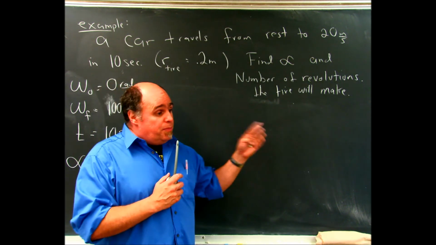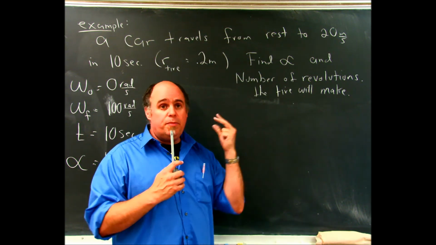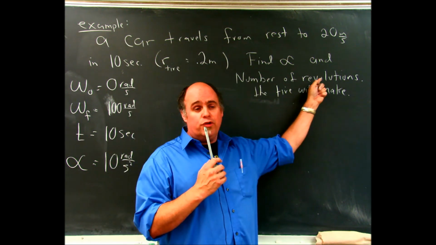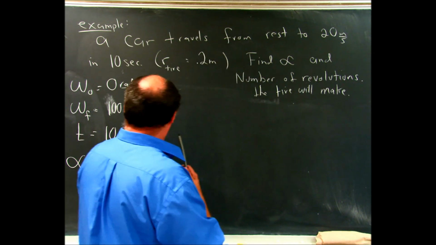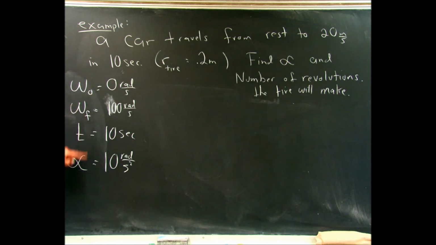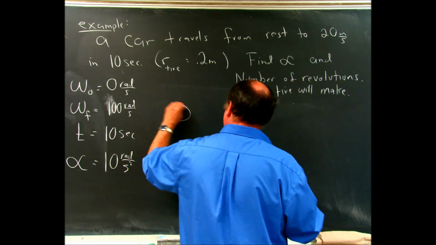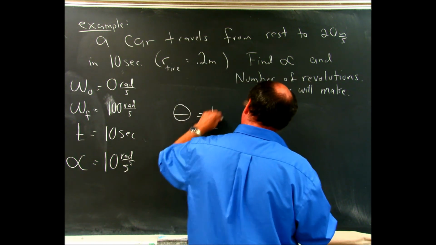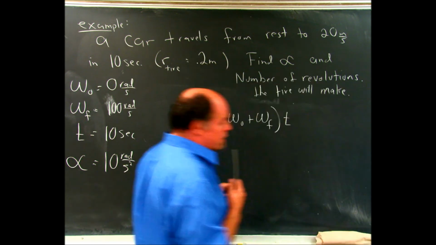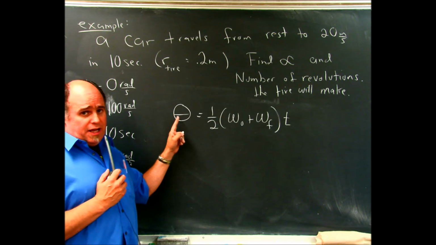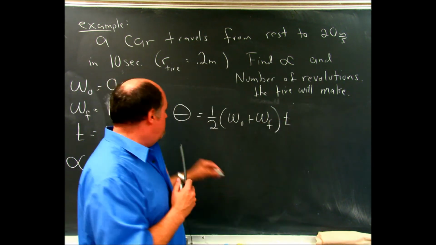So what's happening now for part B is they want you to find the number of revolutions the tire will make in that 10 seconds. They're being tricky because they're not asking us to find the angular displacement. They're asking us to find an angle in specific units of revolutions. So what I'll do is I have these four things. I can use any formula at all that I want. I'll use this formula. My angular displacement is equal to 1/2 my initial angular velocity plus my final angular velocity times the time.